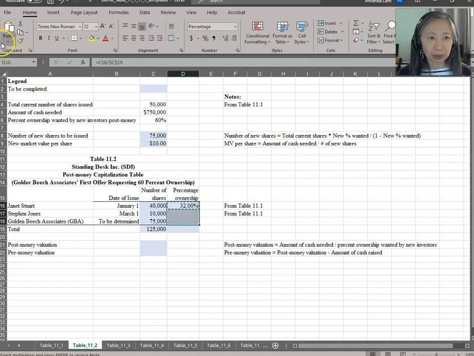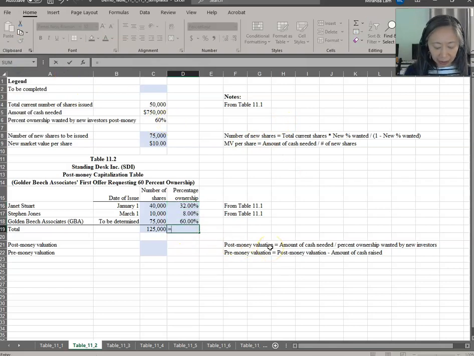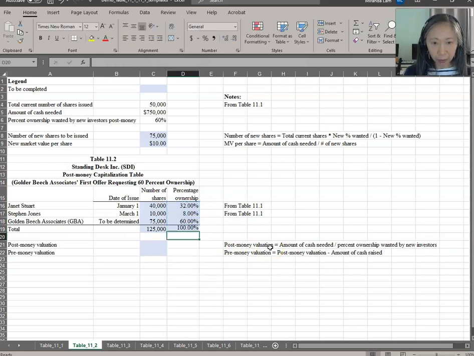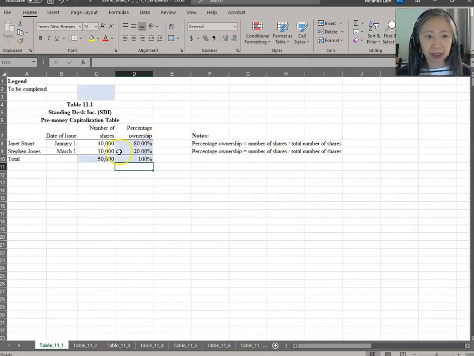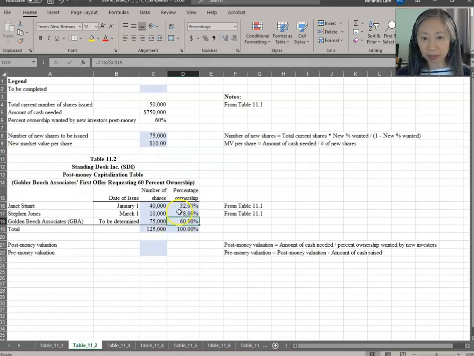So you will see, once we copy this down, and you can double check that this indeed adds up to 100%. Okay. And you'll see that GBA gets the 60% that they asked for. So that should always be a check. And the percentage ownership for Janet and Stephen has decreased in proportion. So compared to before, Janet owned 80%, Stephen owned 20%. Now Janet still owns a lot more than Stephen, but proportionally they have decreased relative to GBA.